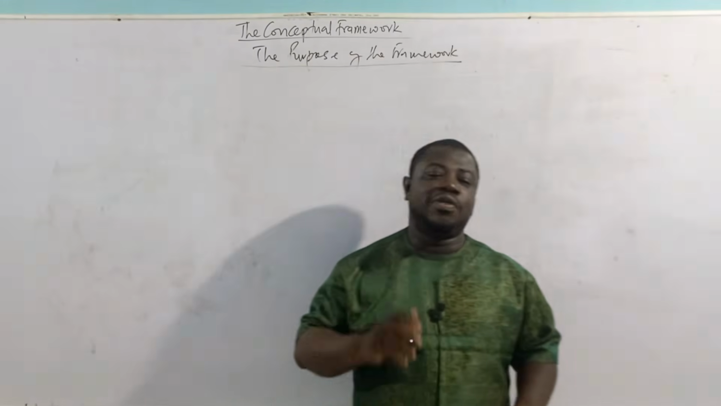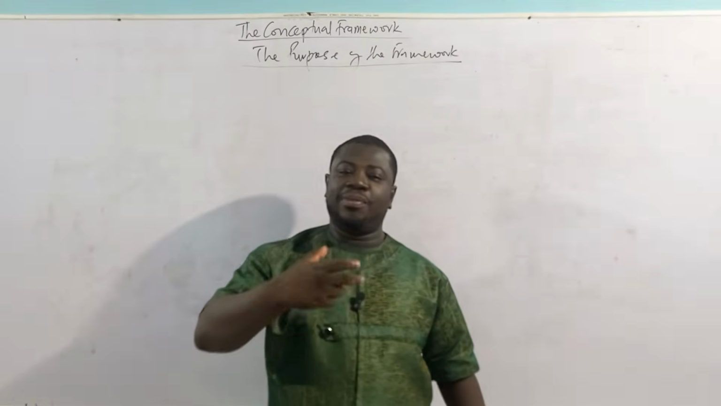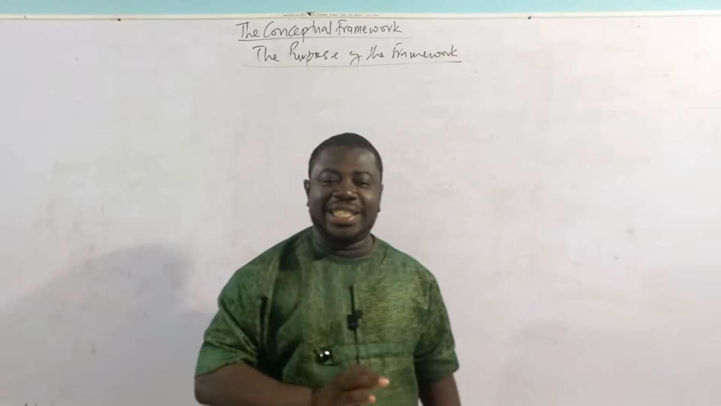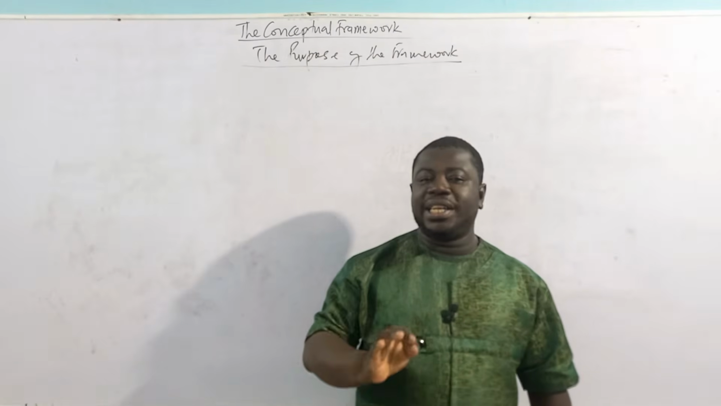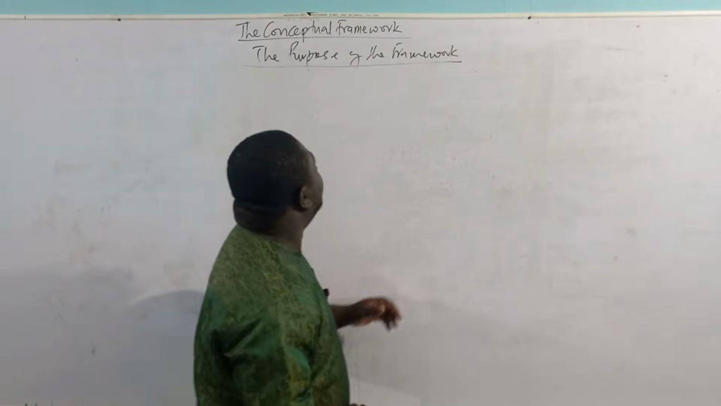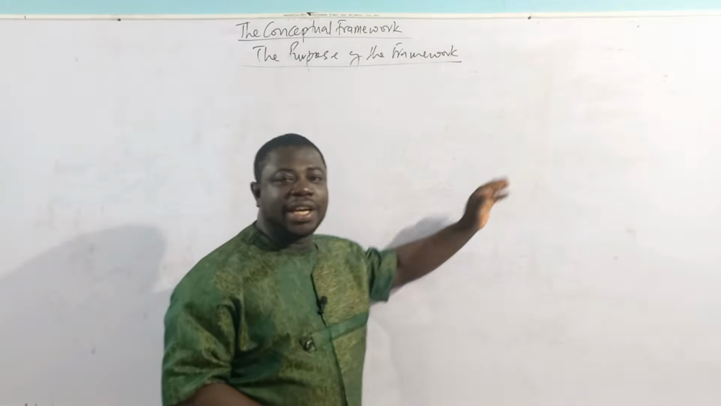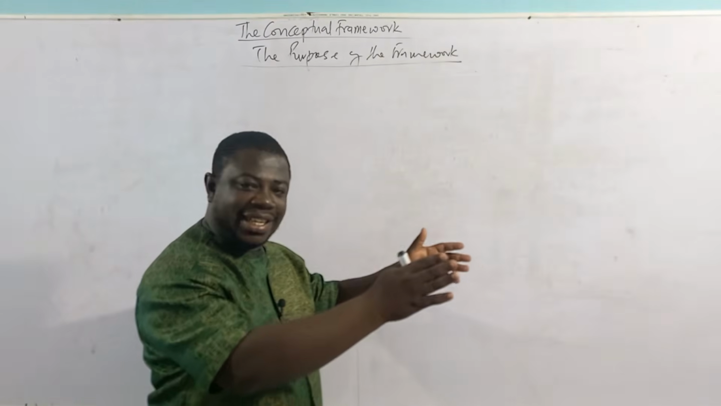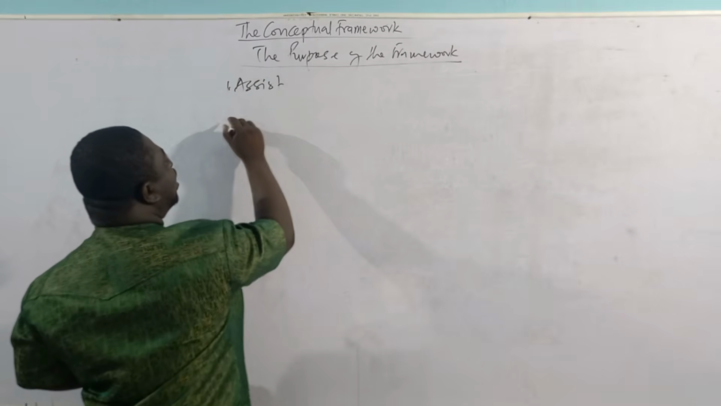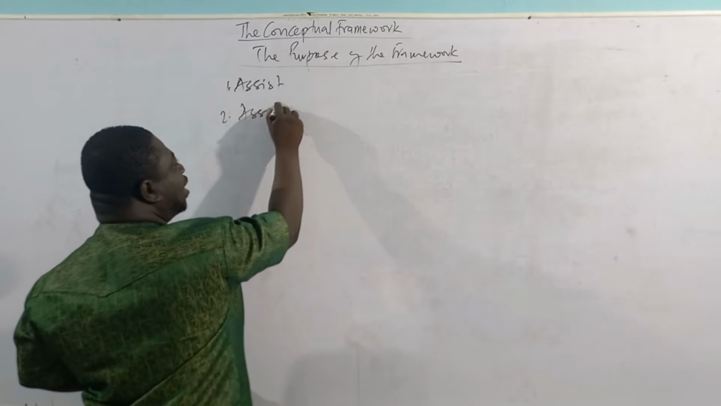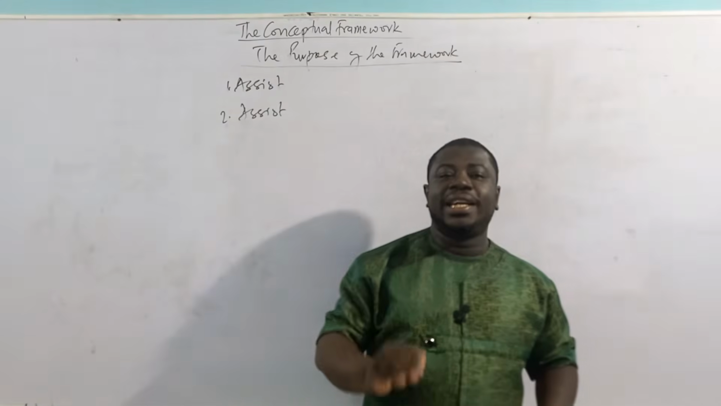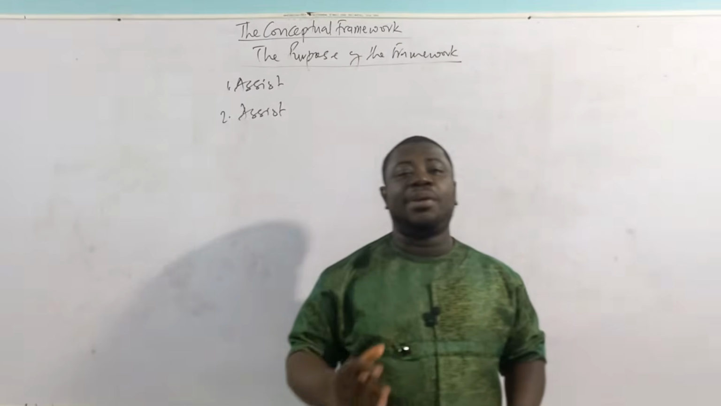When it comes to the purpose of the framework, I developed a very funny way of remembering it with my students. I call it assist. Every point that I'm going to mention begins with the word assist. So when you are asked to reproduce the purpose of the conceptual framework, you can say the assists. The first one begins with assist, the second one begins with assist, the third one begins with assist. All the points that I'm going to mention begin with assist. That is why I'm saying that the purpose of the conceptual framework is about assisting.